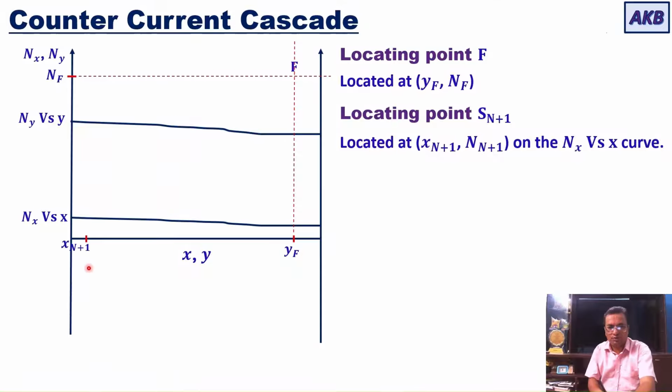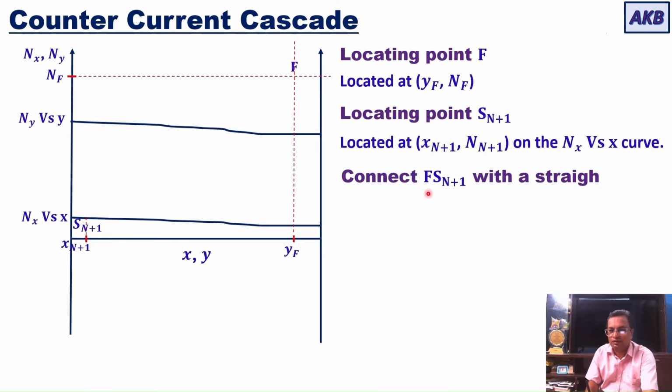So what you have to do, you have to first locate xn plus 1, then go to the curve Nx versus x, and the intersection point will be nothing but this point, Sn plus 1. So after locating Sn plus 1, you have to connect F and Sn plus 1 with a straight line.